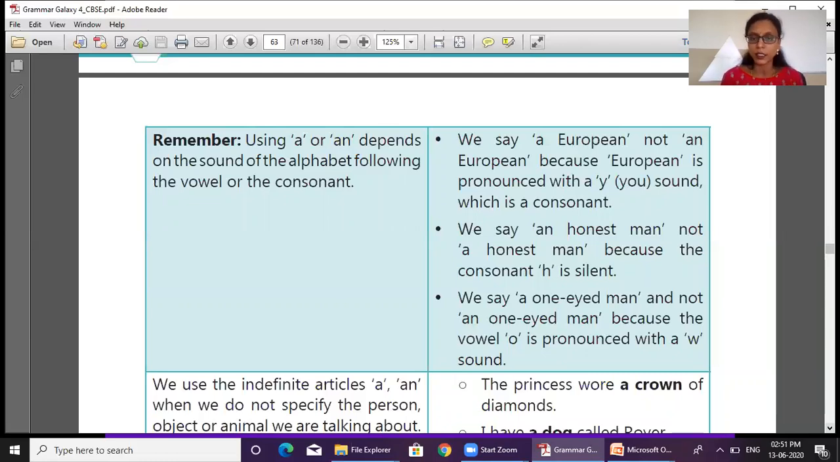The third example is, we say a one-eyed man. O-N-E, one. What is the beginning sound that is coming? W sound. W is a consonant sound. So we say a one-eyed man. Is that clear? So when you use a and an, see the sounds of the words they are beginning with, not the letters. Keep that in mind.